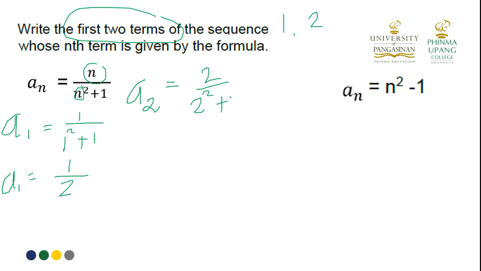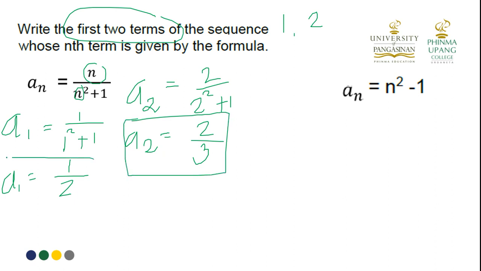Next, yung a sub 2 naman, yung n natin is 2, tapos 2 squared sa baba, plus 1. What is the a sub 2 now? 2 all over 5. It's 2 all over 5. So the answer in a sub 1 and a sub 2 is 1 half and 2 over 5.